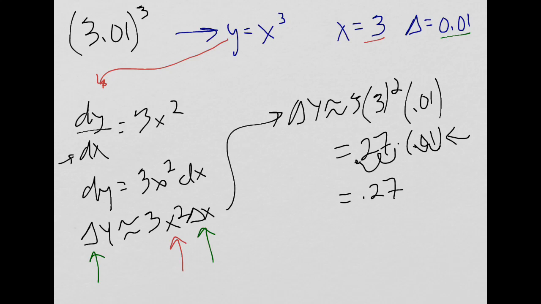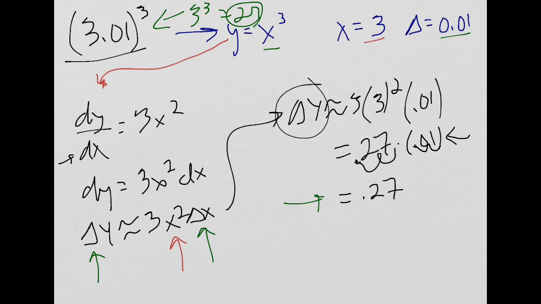So I get 0.27, that's my delta y, and you should know that if I plug in 3 to x cubed, 3 cubed, and 3 into this function is going to give me 27. So I take my y value and I add it to this delta y. So my answer is the y plus the delta y, so I get 27.27.